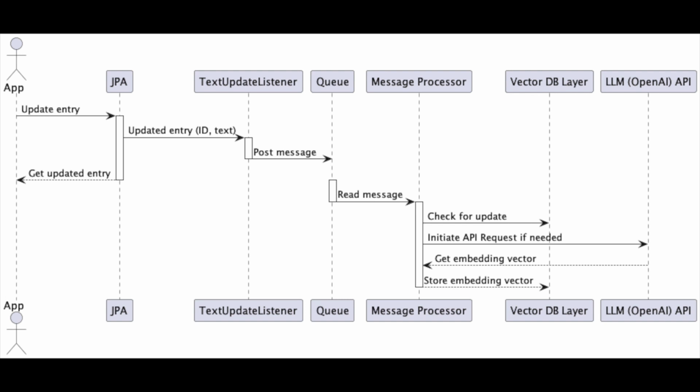Upon reading, the message processor interacts with the vector DB to check whether an update of the embedding vector is needed. If necessary, the message processor communicates with an LLM, currently OpenAI, API. The interaction aims to initiate an API request to acquire an embedding vector, a numerical representation of the text data. With the embedding vector in hand, the message processor stores it within the vector DB.